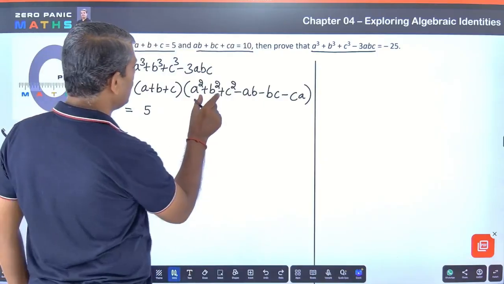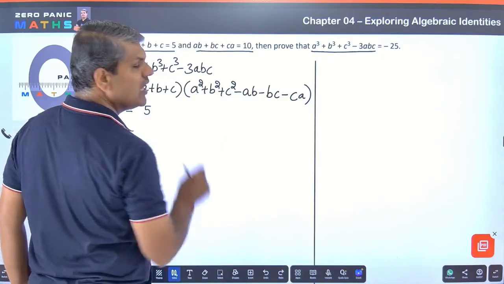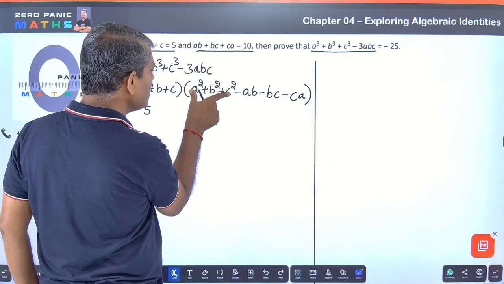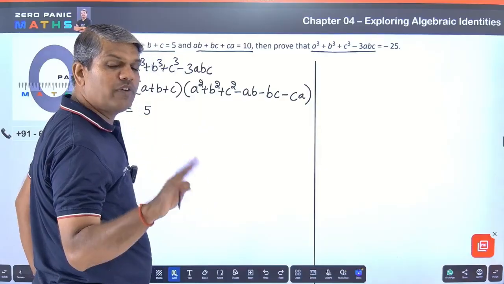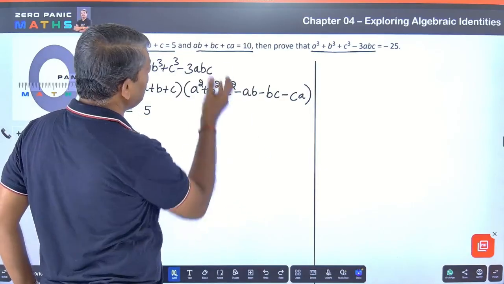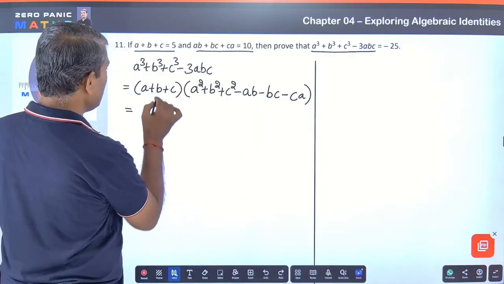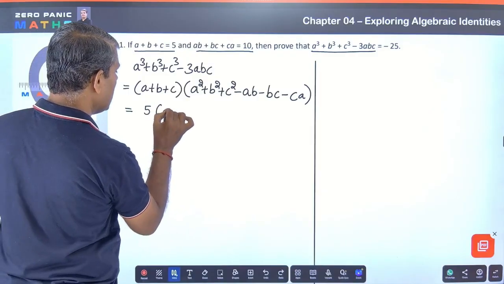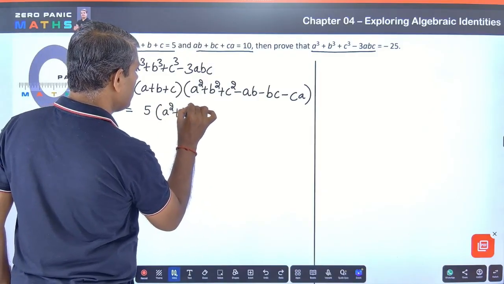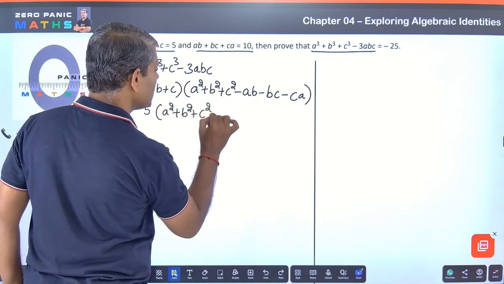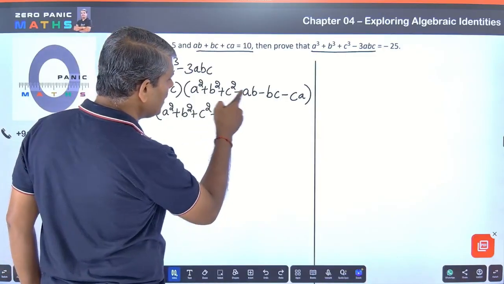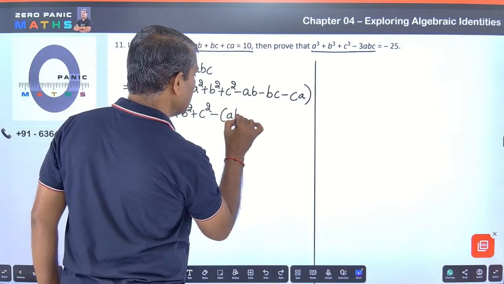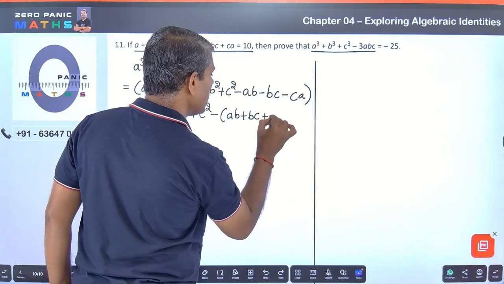You're getting my point? The only thing that remains uncalculated is a square plus b square plus c square. If you get the value of this sum also somehow with a different identity, then this problem will be resolved. So let me substitute a plus b plus c is equal to 5 here, and then keep a square plus b square plus c square as it is. Listen to me carefully, I'm taking minus common from all these three terms. So what remained inside is ab plus bc plus ca.